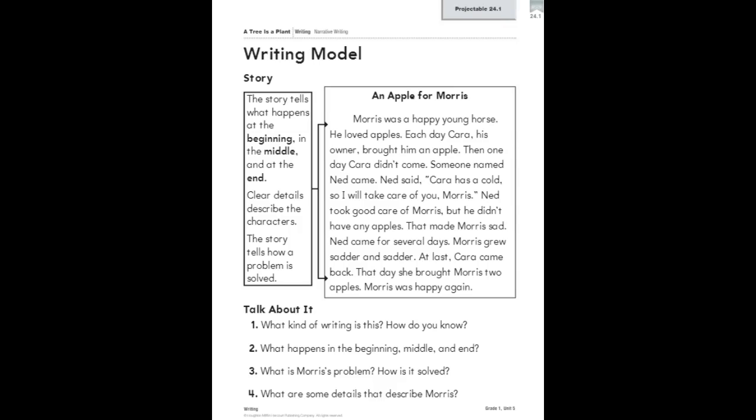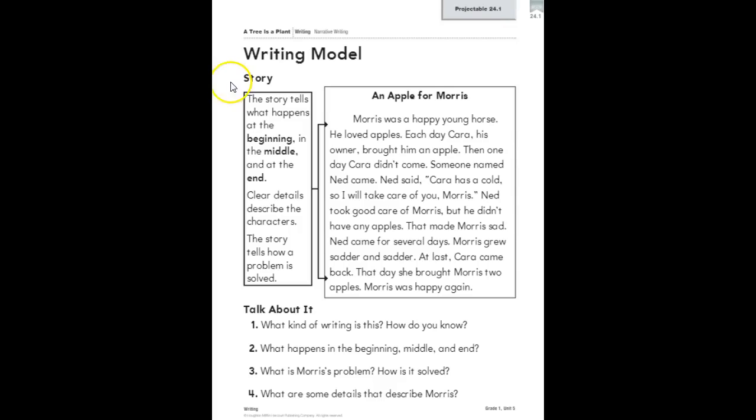Ned took good care of Morris, but he didn't have any apples. That made Morris sad. Ned came for several days. Morris grew sadder and sadder. At last Kara came back. That day she brought Morris 2 apples. Morris was happy again.